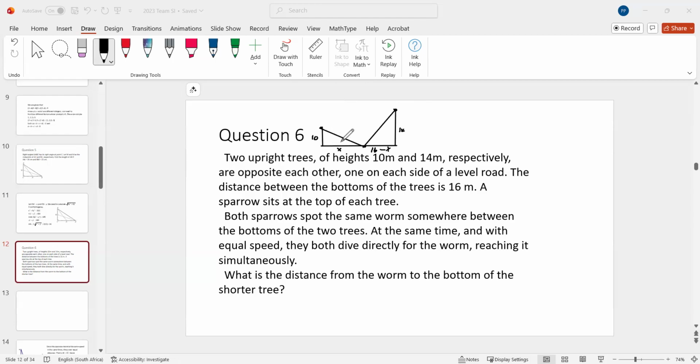Speed times time is equal to distance. And the birds have got the same speed and they take the same time to reach them. So these two are equal. Right? Which means I can get an equation. Namely, Pythagoras applied twice gives you the square of this, which is the same as the square of that. So it's 10 squared plus x squared is equal to 14 squared plus this squared. Okay.